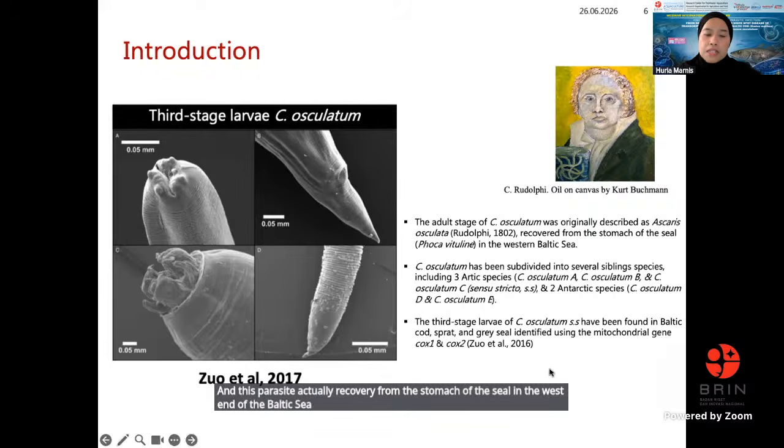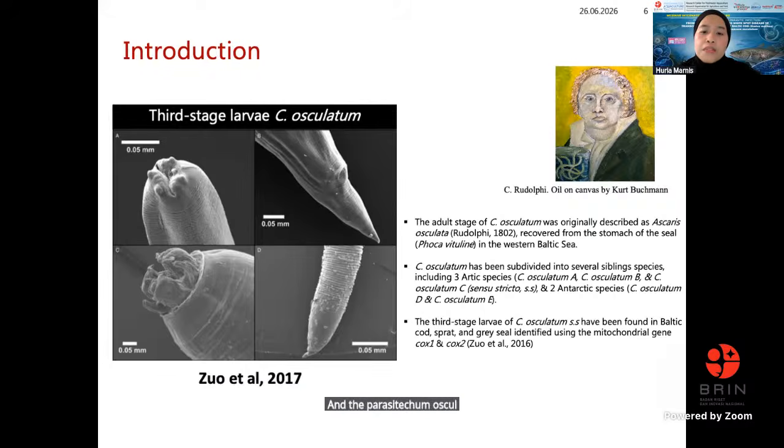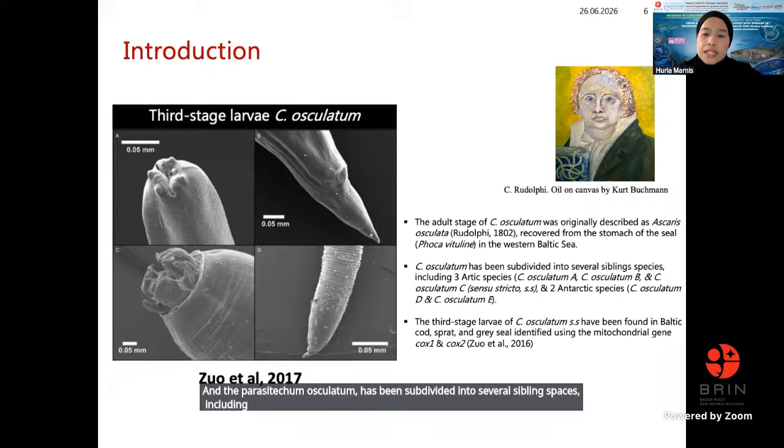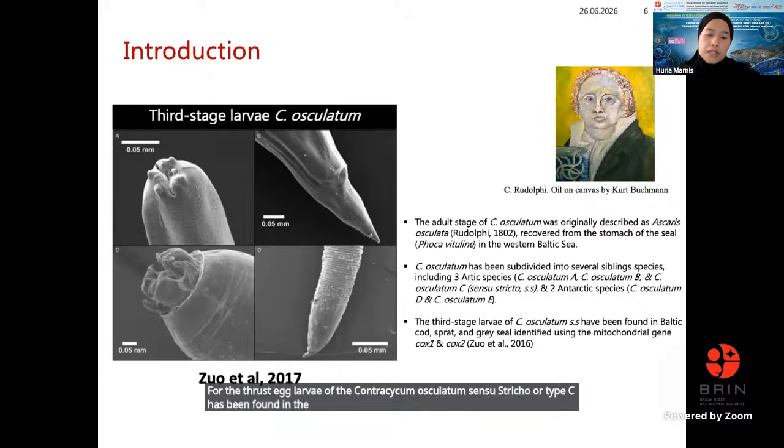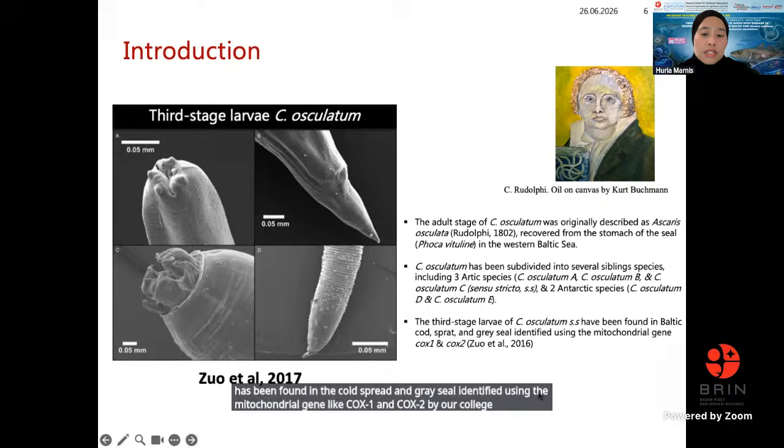The parasite Contracaecum osculatum has been subdivided into several sibling species, including 3 species, Contracaecum osculatum A, B, and C, and then 2 Arctic species, Contracaecum D and E. The third-stage larvae of Contracaecum osculatum sensu stricto, or type C, have been found in cod, sprat, and gray seal, identified using the mitochondrial genes like COX1 and COX2 by our colleague in 2016.